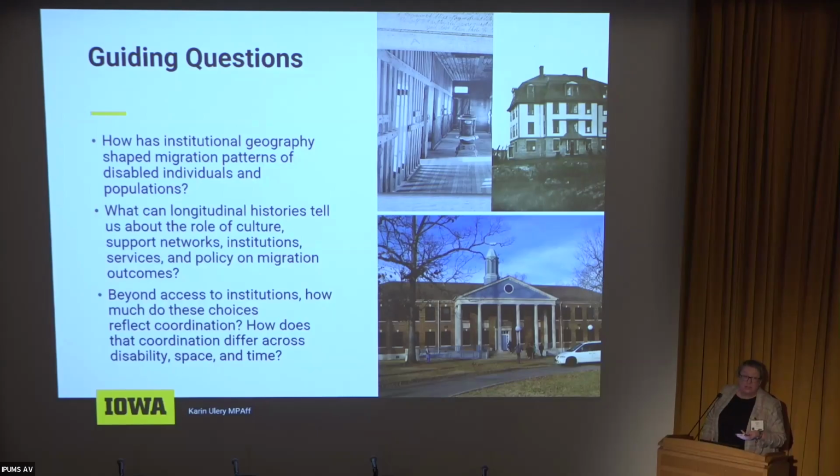This project has 3 central questions. How did institutional geography shape migration patterns for disabled individuals? What can longitudinal histories tell us about the role of culture, support networks, institutions, and policy in shaping mobility? And to what extent were migration decisions strategic, a coordination game, rather than simply responses to institutional availability?